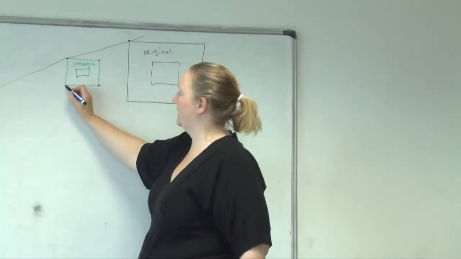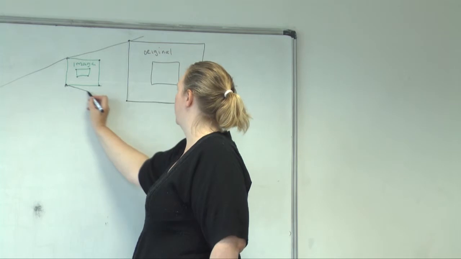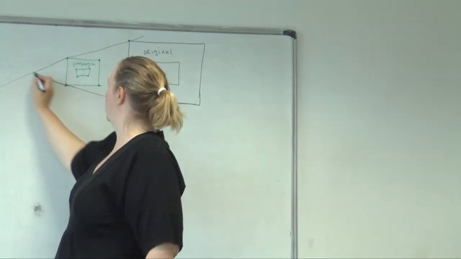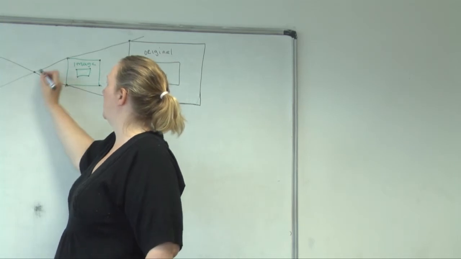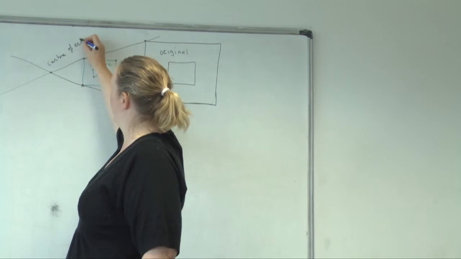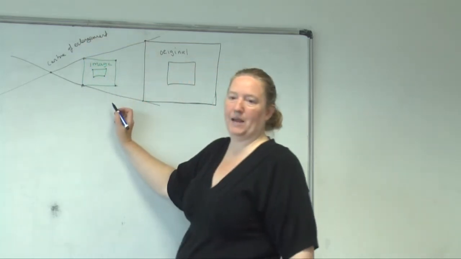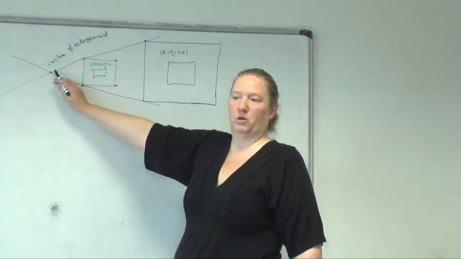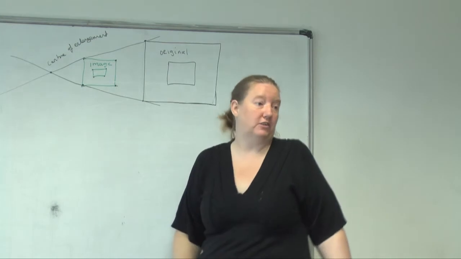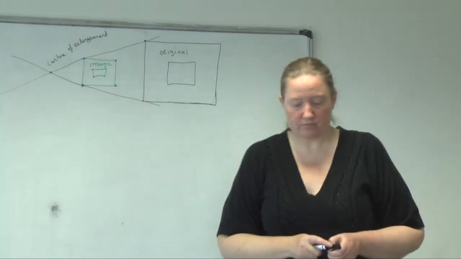And then I'm going to take this one here and this one here, connect them up, and continue the line out. Where the two lines cross, that's your centre of enlargement. If you were to do it with all 8 points, they would converge on this spot, but two will give you your answer. Okay? That's how you get the centre of enlargement.